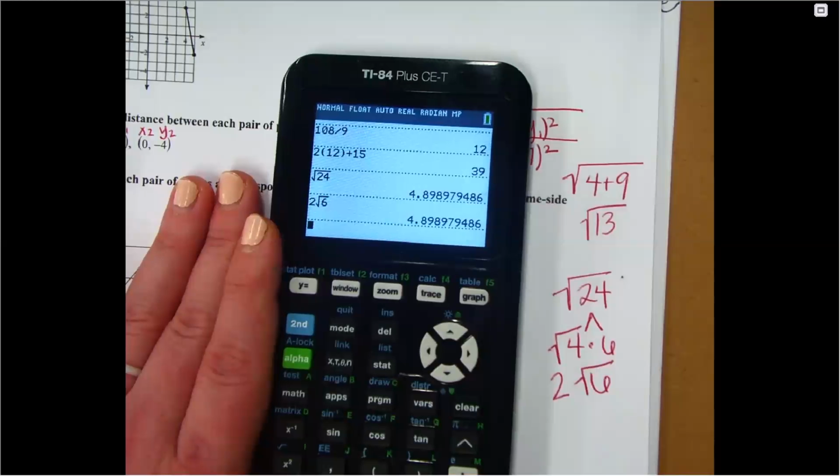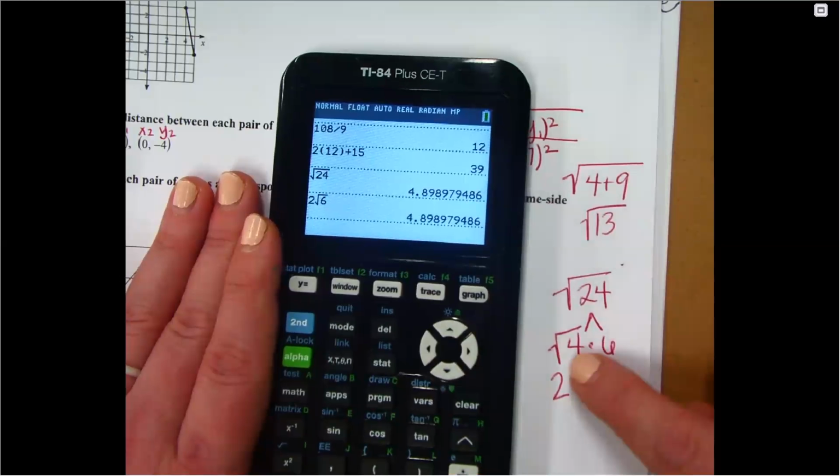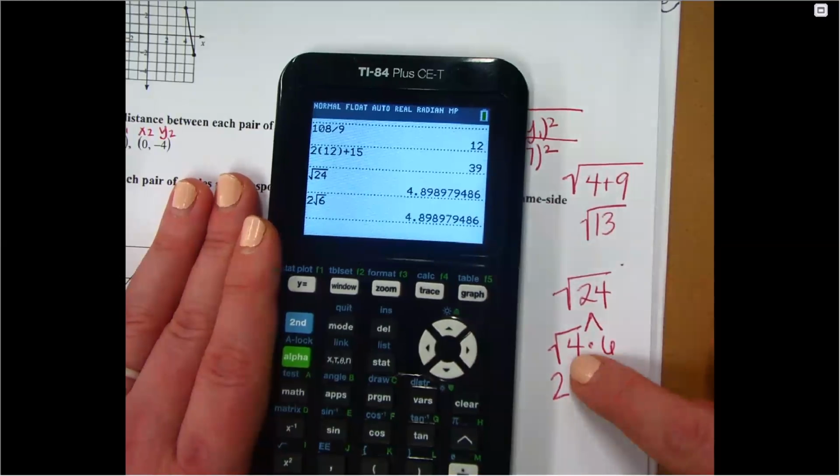To simplify this, you're looking for a perfect square. So the reason I chose 4 times 6 is 4 is a perfect square. You wouldn't even want to use 12 times 2 because 12 is not a perfect square and neither is 2. So you've got to pick factors that are a perfect square.